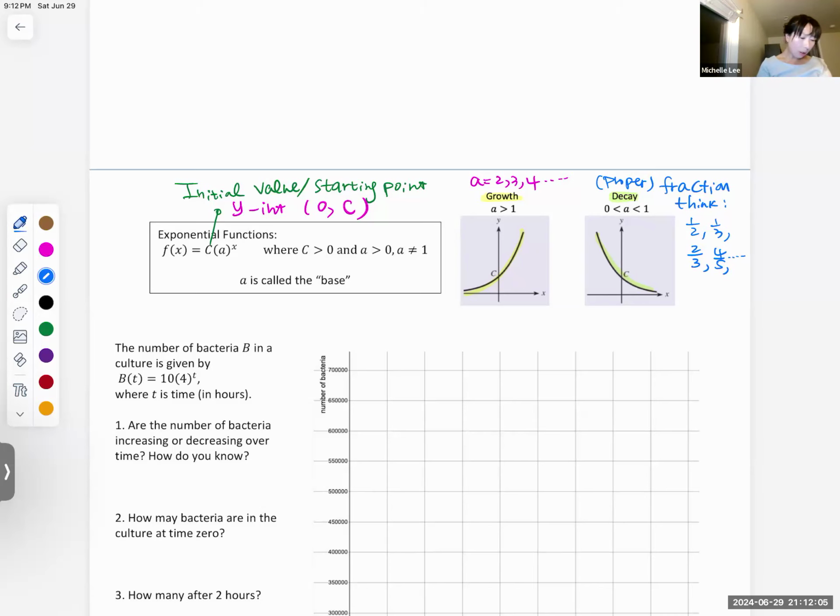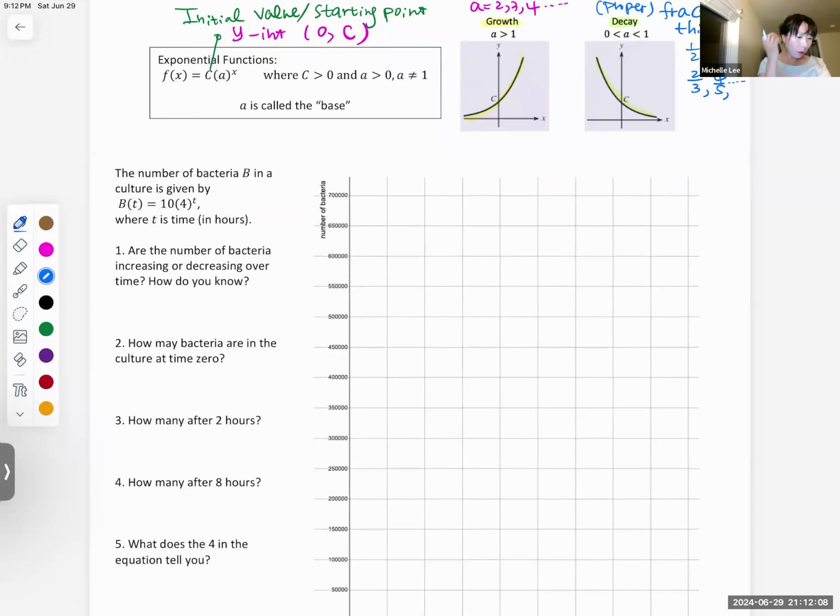Okay, now let's answer this one. The number of bacteria in a culture is given by B of T equal to 10 times 4 to the T, right? So C in that case is 10, right? So this is the form C a to the x power. So C is 10, A is 4, X is T, where T is the time in hours, right?